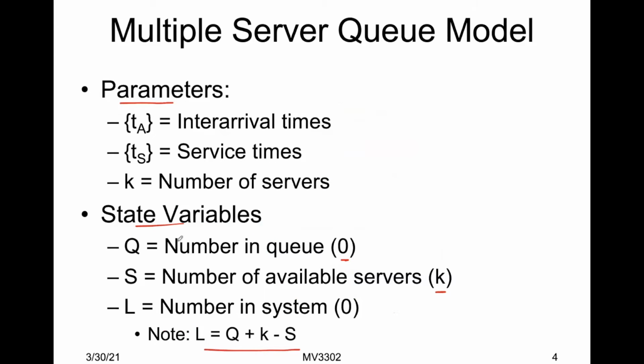So we could define an additional state variable. In the interest of simplicity, though, we don't really need to, because if you tell me Q and S and I know K, then I'll be able to tell you L at any point in time. So that's something that we don't necessarily have to do.